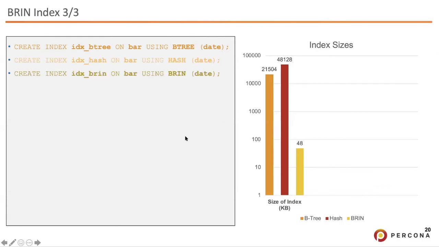So what other benefit of that? You can see create index. I have created a B-tree index, hash index, and BRIN index on date. It's very clear. The size you can see is just B-tree is 21 MB, and the hash is 48 MB, and BRIN is just 48 KB. The size is very low. It is storing very little information.